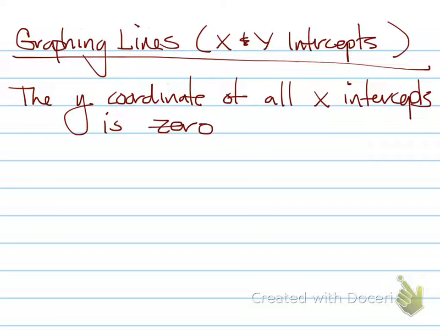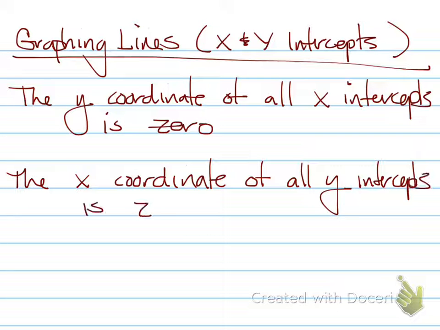Every coordinate, the y coordinate of all points on the x-axis is 0, because if the point is on the x-axis, you're going 0 units up or down. Likewise, all the x-coordinates on the y-axis are 0, because if the point is on the y-axis, then you're moving 0 units to the left or to the right.